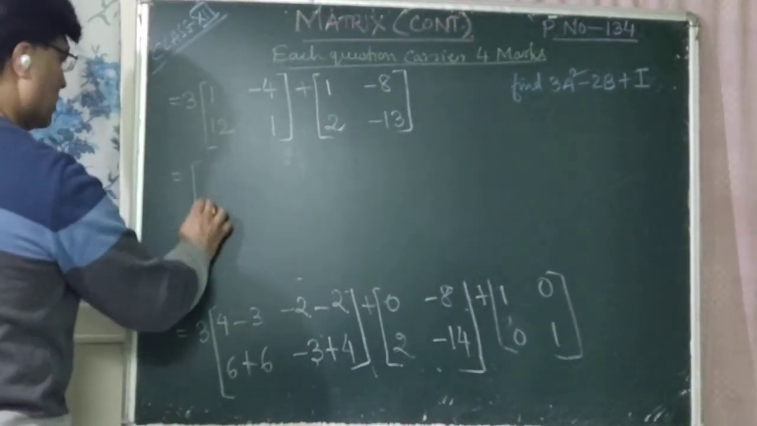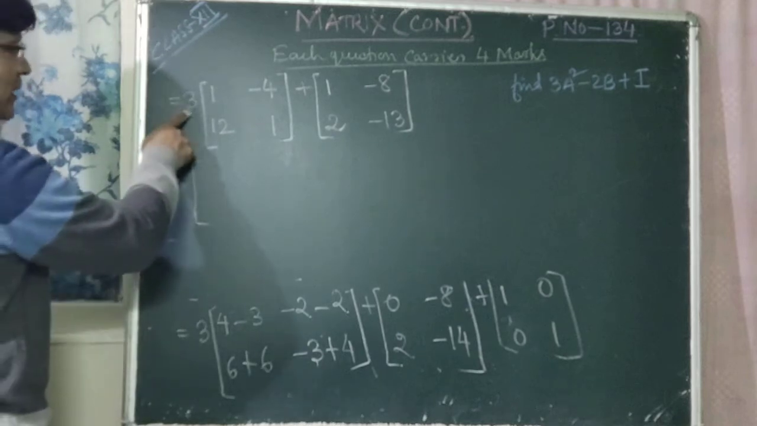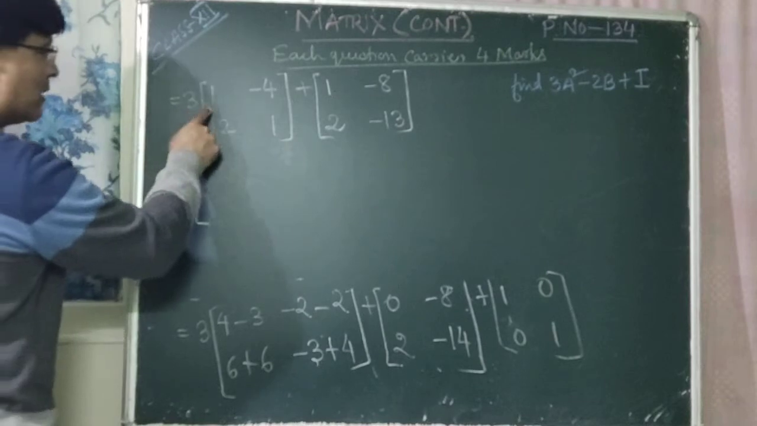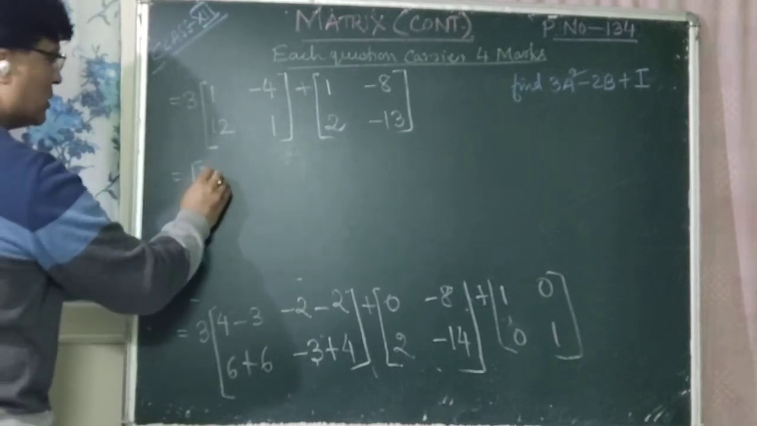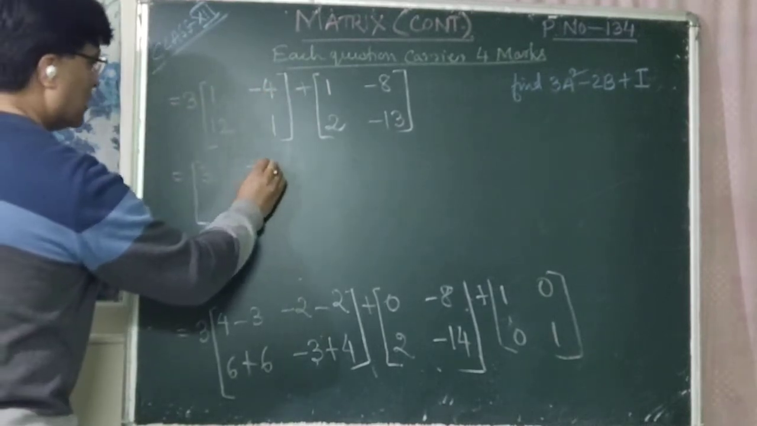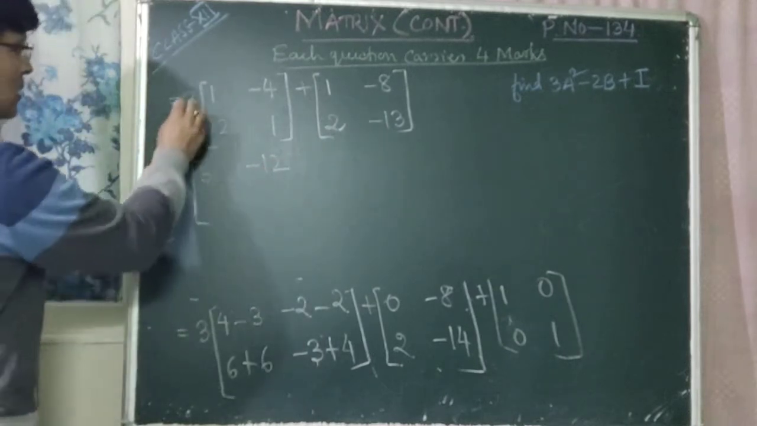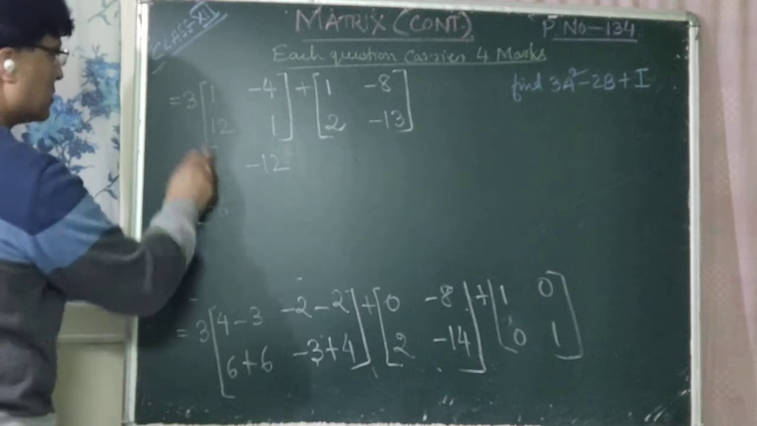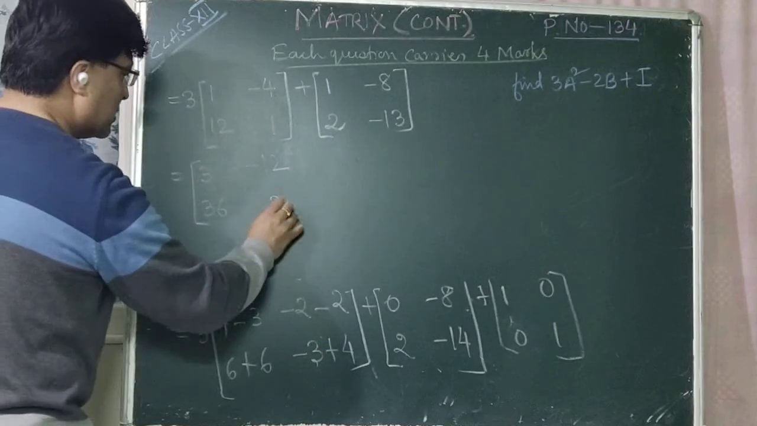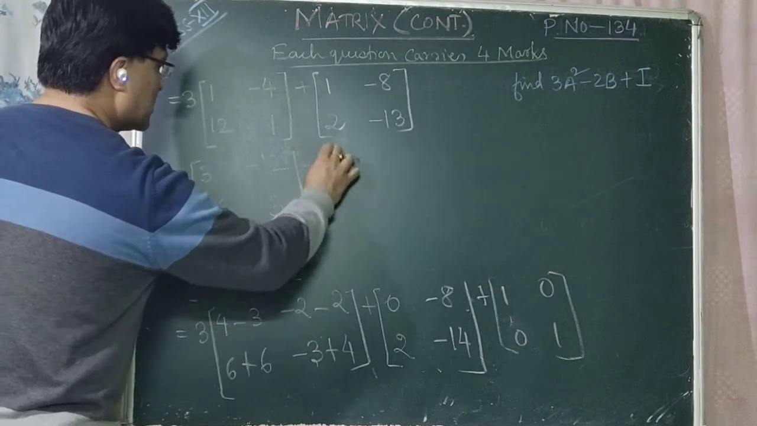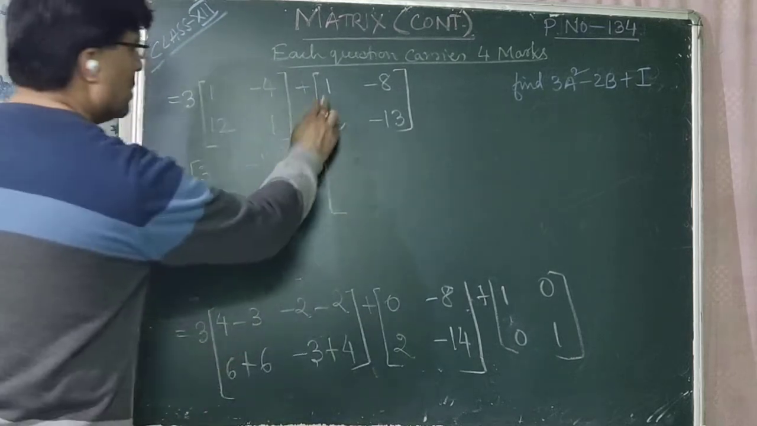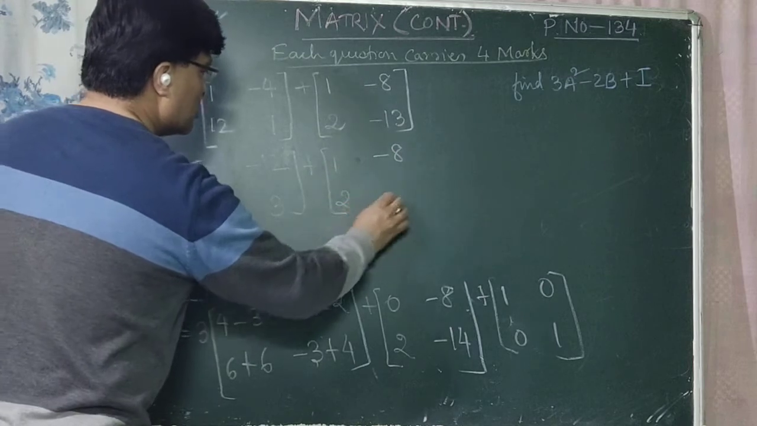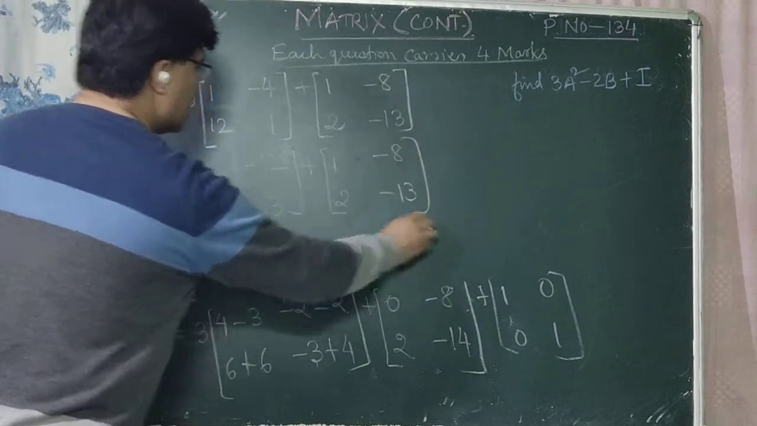Don't add them yet, because there is a 3 here. 3 is the scalar multiplication of this matrix, so you have to multiply all these elements by 3. 3 ones are 3. This is minus 12. This is 36, isn't it? 3 12s are 36. 3 2s are 6. 3 1s are 3. Plus, now this is your 1. This is minus 8. This is 2 and this is minus 13.